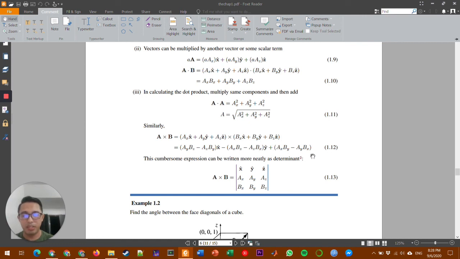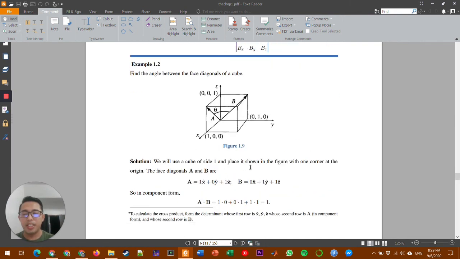And then for the z component, the z hat, you cover it. You have AX times BY, as you can see here, minus AY times BX. Right? That's how you do the cross product.